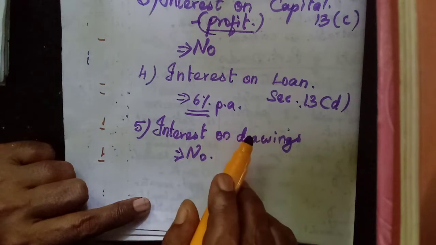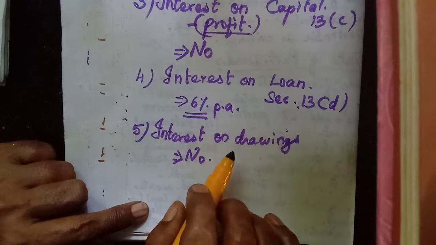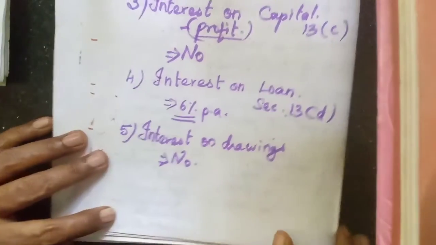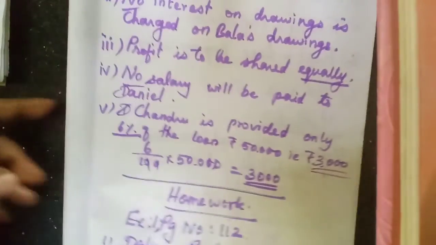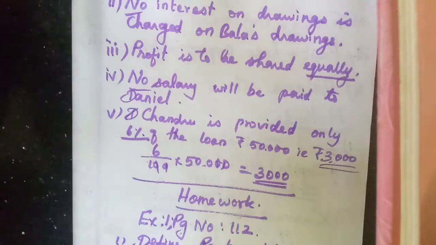Then the last one, interest on drawings. If the deed is silent, there will not be charged any rate of interest as interest on drawings. Only 5 items. With this we have one illustration and one exercise. That illustration I will show to you.